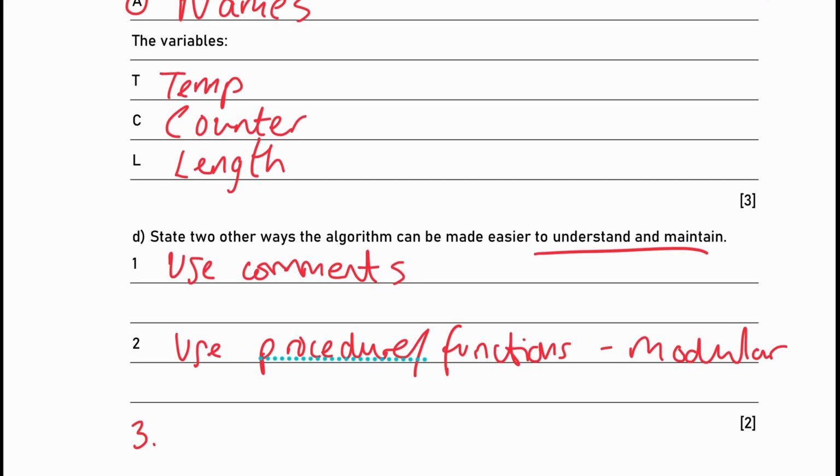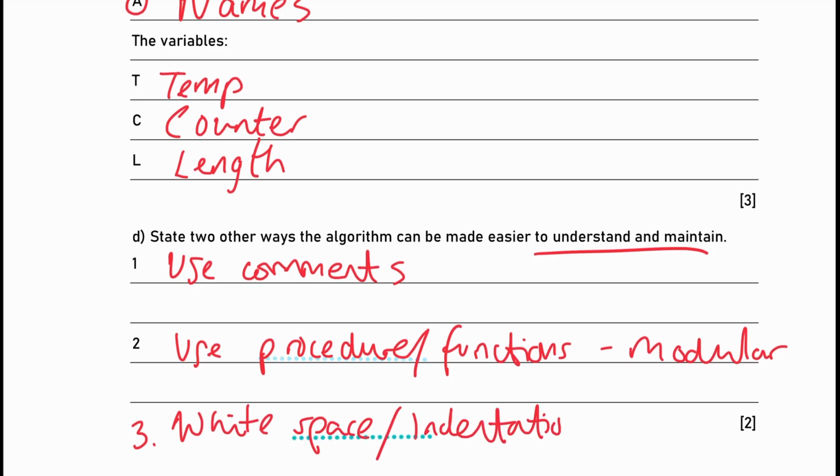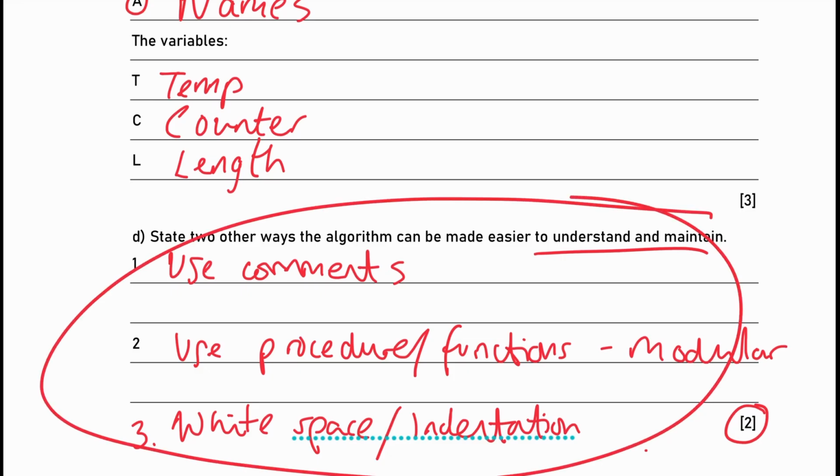Also, the use of white space or indentation also makes it easier for us as humans, just so we can read it clearly and understand what's going on inside the if statements and all of the loops. So any 2 of these for the 2 marks. But again, even if you struggle to understand the bubble sort, this kind of question, you should be picking up marks in paper 2 as it's fairly simple to understand.